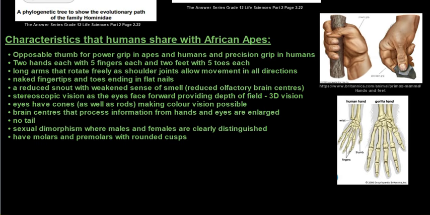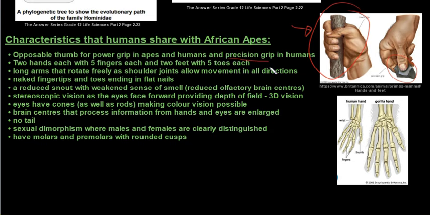Now, what characteristics do humans share with African apes? So for this, you can just plainly look at your hand during an exam and recall the information just by looking at it. So firstly, we have an opposable thumb for a power grip in apes, and in humans that has become more precise, and it has formed a precision grip in humans. So on the right hand side here, this is a power grip to grasp onto objects, and then the precision grip, which you'll find in humans, is more precise, allowing us to have fine motor movements, holding pens, working with tools, and you won't find that in the apes.